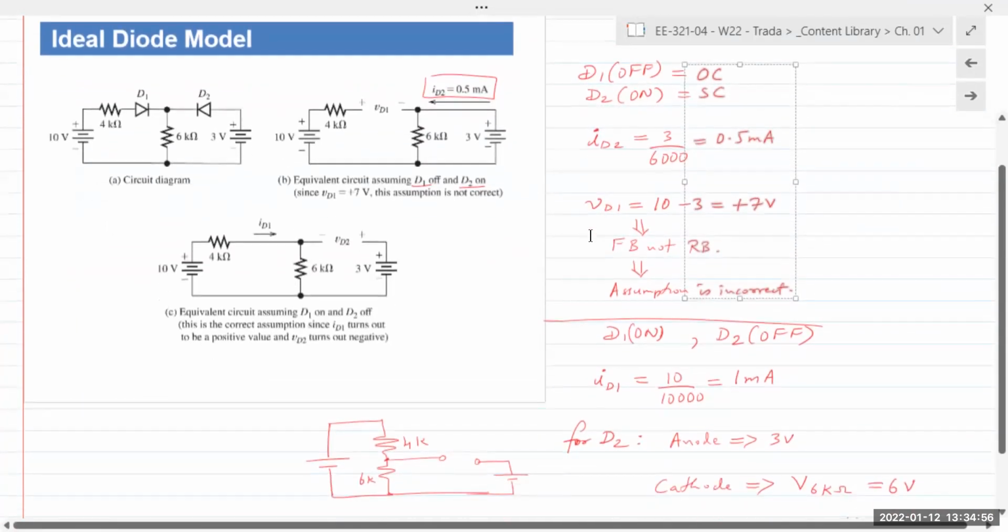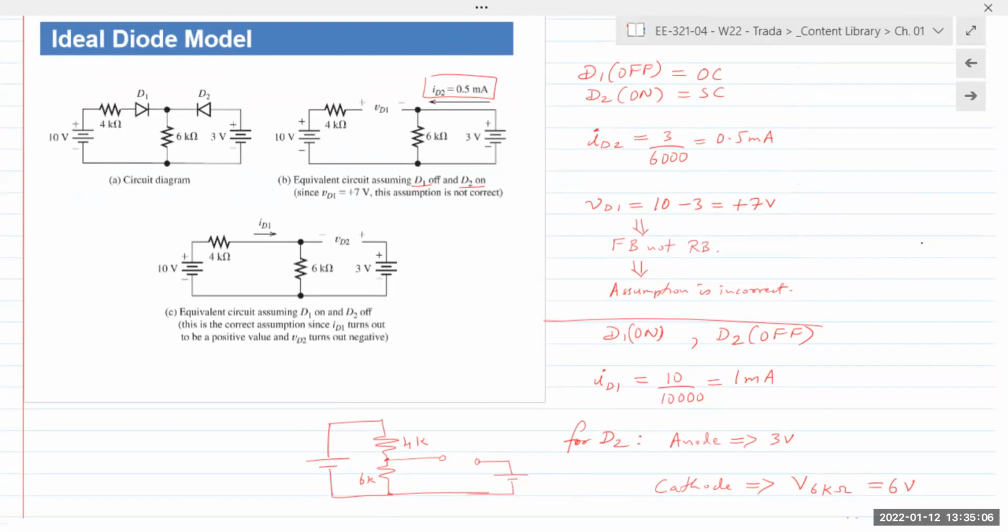All right, ideal diode model. I think we solved a problem on this one. Does anyone have any questions about this? I think we rushed through it a little bit, so some students did have some questions. More likely than not, this might be on the next quiz. If you have any questions, I'll be available in the office hours.